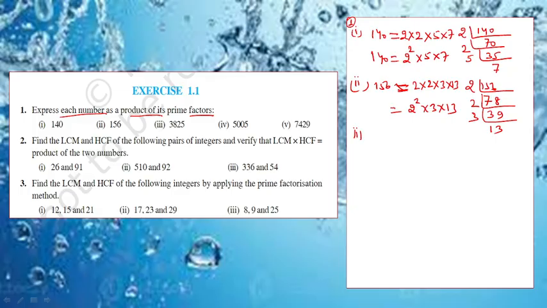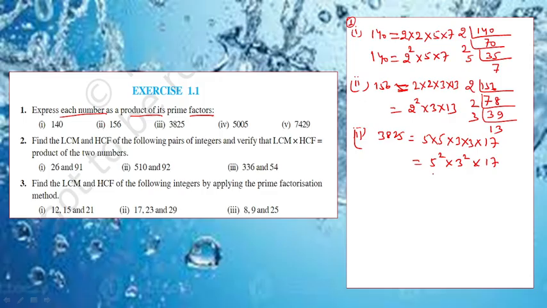Right. Similarly, we can solve for 3825, which can be written as 5 into 5 into 3 into 3 into 17, which can be written as 5 square into 3 square into 17. You see that I have written 3 later on and 5 first. So it doesn't matter. The order doesn't matter.